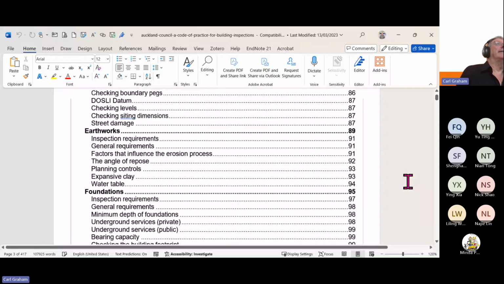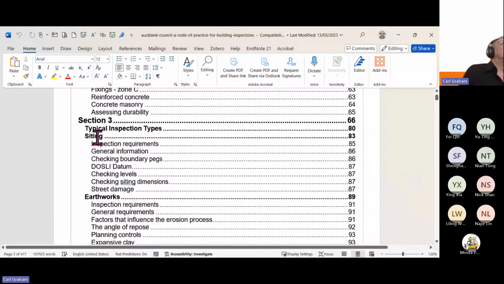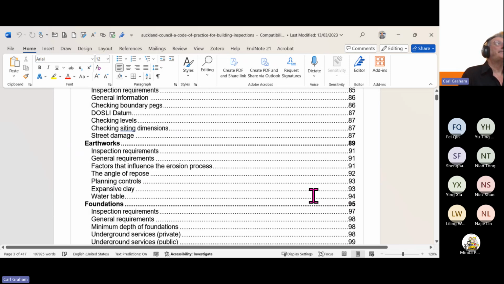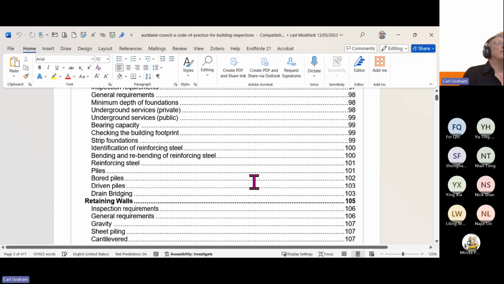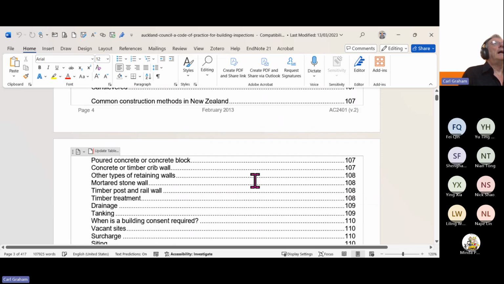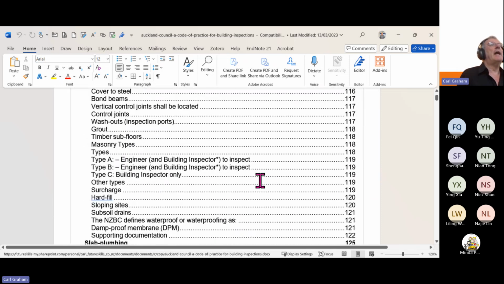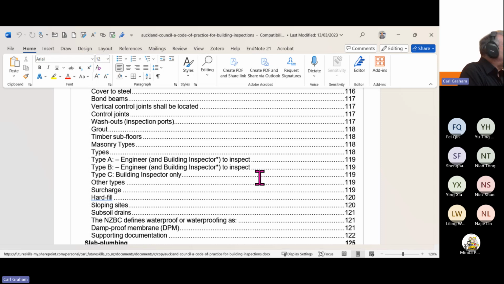And then you can see on the screen here, siting, and basically everything that you needed to do and know about siting. That's pages 83 through to 87, so 4 pages of information related to that. It just goes on to earthworks, foundations, retaining wall. When I first started at Future Skills, I built a lot of the training because I was the specialist in inspections. So it's inspections first year and inspections second year.